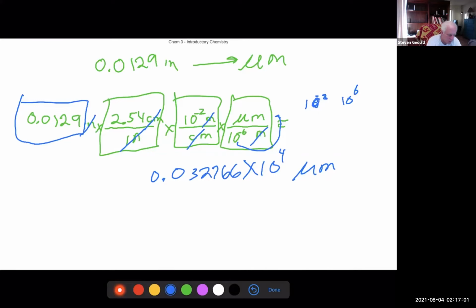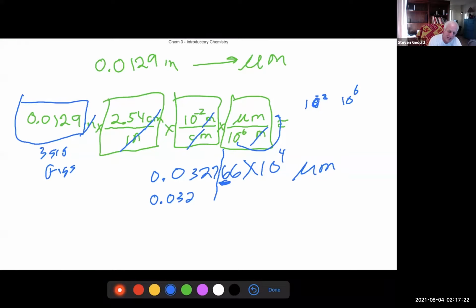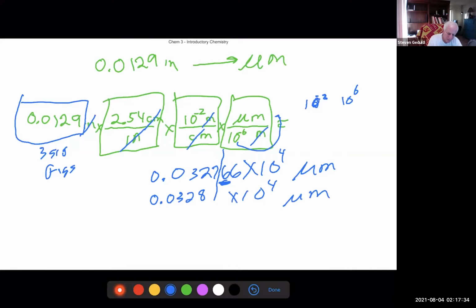Okay, those are our rules. So this number has 3 significant digits. Okay, so it's going to come down to 3 right here. So this is going to be 0.032. And if this number here is greater than 5, it goes up. If it's less than 5, it goes down. If it's exactly 5, it goes up. So 3, 2, and that becomes 8. All right, so then we got times 10 to the 4th micrometers.